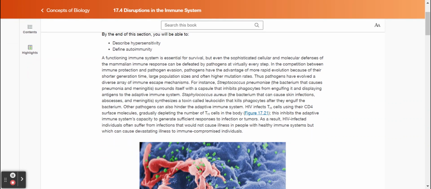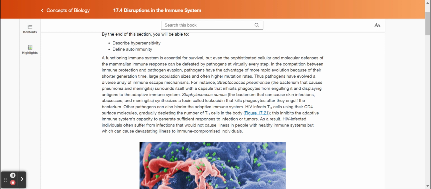A functioning immune system is essential for survival, but even the sophisticated cellular and molecular defenses of the mammalian immune response can be defeated by pathogens at virtually every step. In the competition between immune protection and pathogen evasion, pathogens have the advantage of more rapid evolution because of their shorter generation time, large population sizes, and often higher mutation rates. Thus, pathogens have evolved a diverse array of immune escape mechanisms.